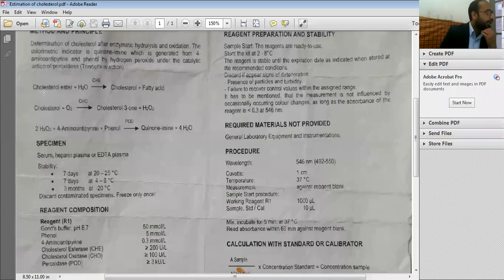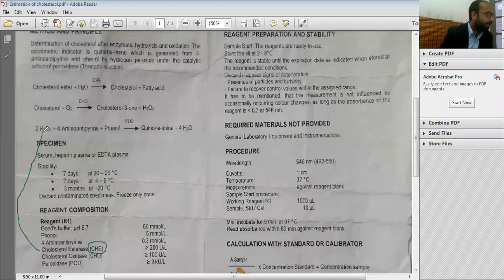So we have cholesterol ester here, and this cholesterol ester will be broken down into two products. One is cholesterol and the other is fatty acid. Cholesterol is present in the form of ester, and that ester is formed with the fatty acid. It will be present in the blood serum, and the enzyme is cholesterol esterase.